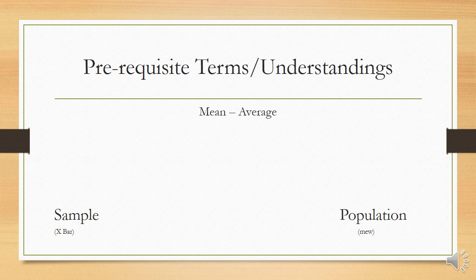The mean, of course, is an average. What's important for this task is understanding that when you're talking about the sample average, you're talking about X bar. When you're talking about the population average, it would be represented as mu, which is a Greek symbol.